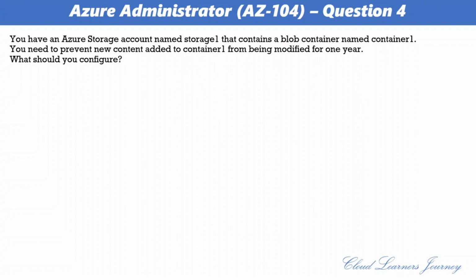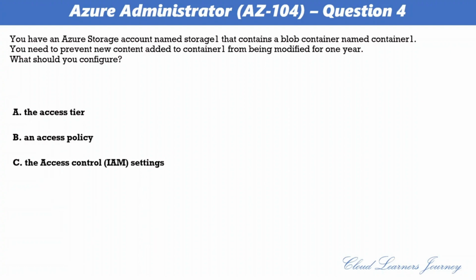What should you configure? And the options are A. The access tier. B. An access policy. C. The access control IAM settings. D. The access level. And the correct option is an access policy. Time-based retention policies can be used. With time-based retention policies, users can set policies to store data for a specified interval. When a time-based retention policy is set, objects can be created and read, but not modified or deleted. After the retention period has expired, objects can be deleted, but not overwritten.